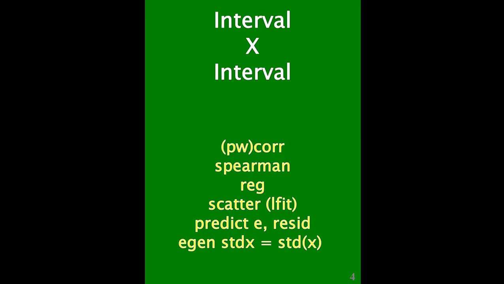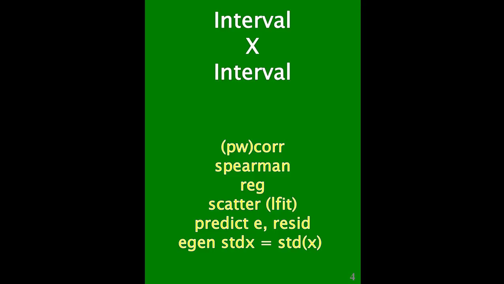These are the commands that you need, besides the standard stuff that we've done before. This one stands for correlation, and this is piecewise or partwise correlation, 2 slightly different commands. There's a command that's called Spearman that we're going to need. A command that I called here reg, R-E-G. You can type regression in full if you want. Scatter and an lfit option that we need there. The predict command you'll see, and a command that's called egen.